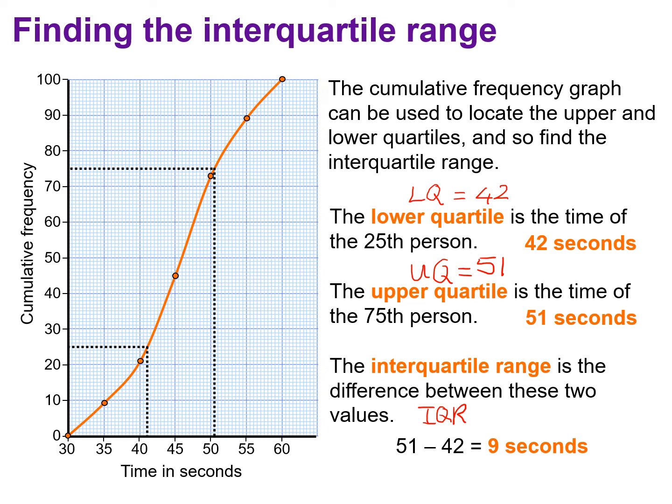Now, just make sure you understand what's gone on here. 9 seconds is the range of values of the middle 50% of the data. So you can see what we've done is we've ignored the smallest 25% and we've ignored the biggest 25%. So this tells you how spread out the middle 50% of the data is. So it's a more useful measure than the range because it ignores the very small and the very big values. Okay, right, hopefully that's all clear to you. So the final thing we're going to have a look at is something called box plots.